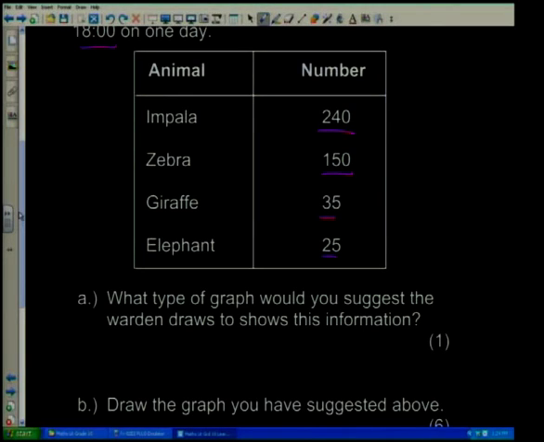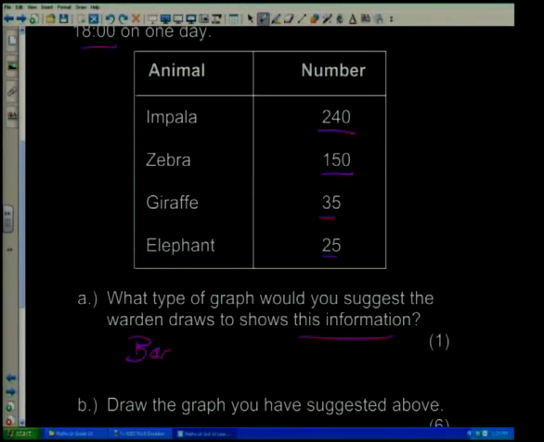What type of graph would you suggest the warden draws to show this information? Now, this is important. What have we got here? We've got 4 different types of animals. I can put these animals into any particular order. They do not follow each other. So my guess is we're going to be drawing a bar graph.